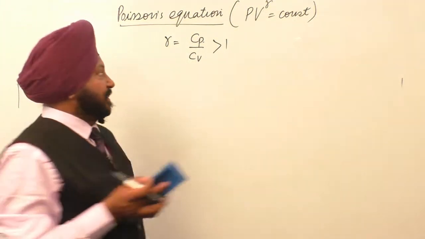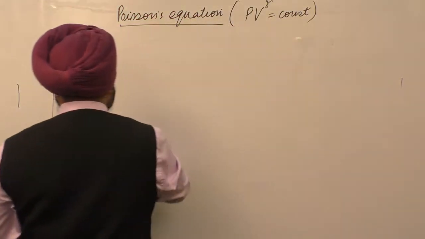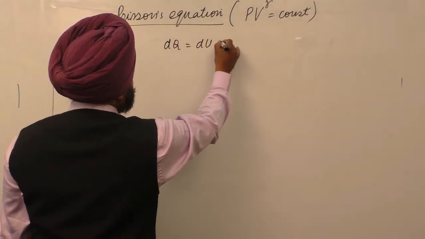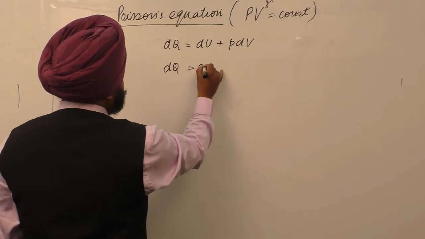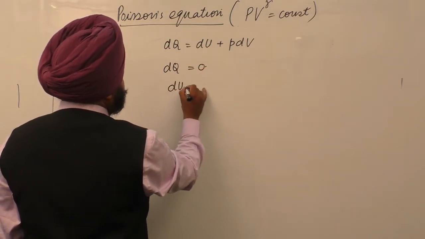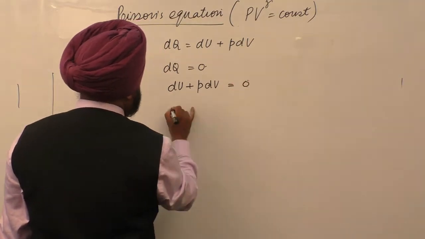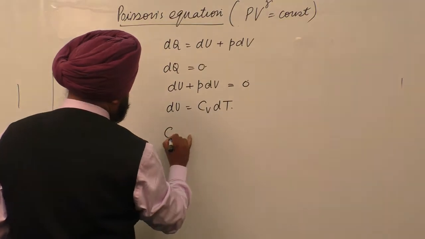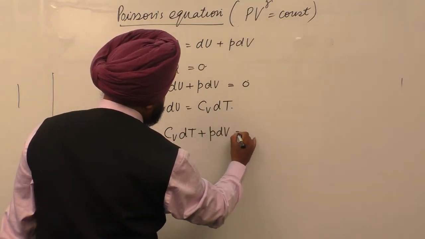Now how to find out the answer to this, that PV to the power gamma is equal to constant? We will start with the first law of thermodynamics. This is the first law of thermodynamics. For an adiabatic process, this is 0. So I can write du plus P times dV is equal to 0. And we know the value of du for 1 mole of an ideal gas. This is the value of du. So we can write the expression in this manner.